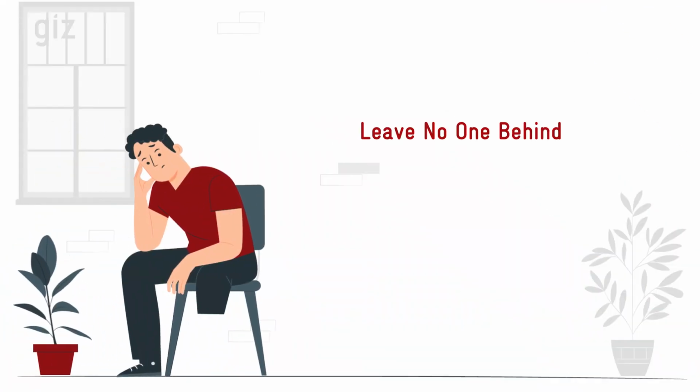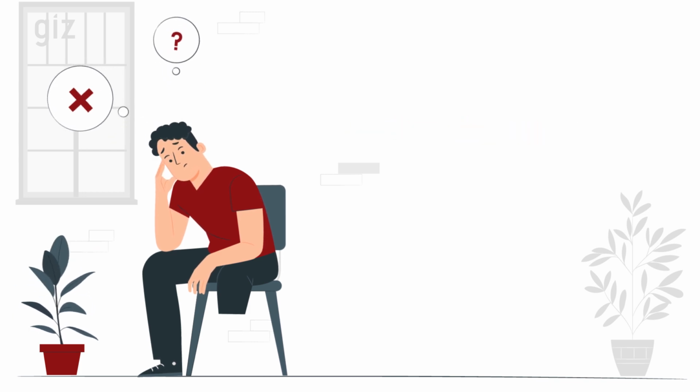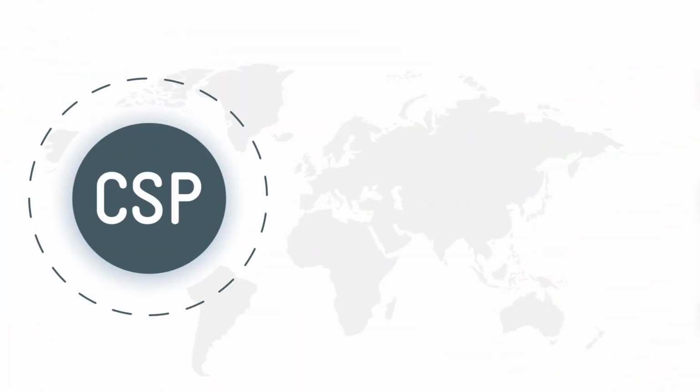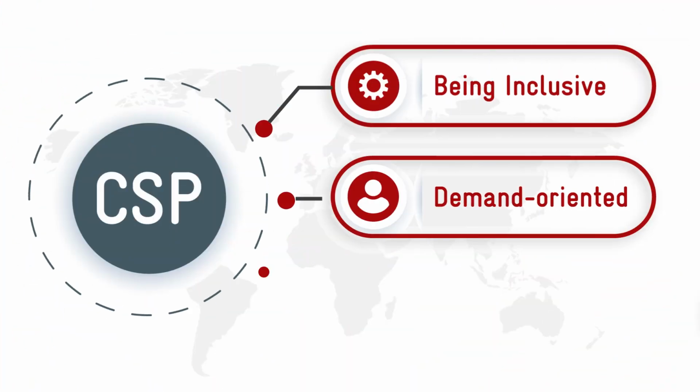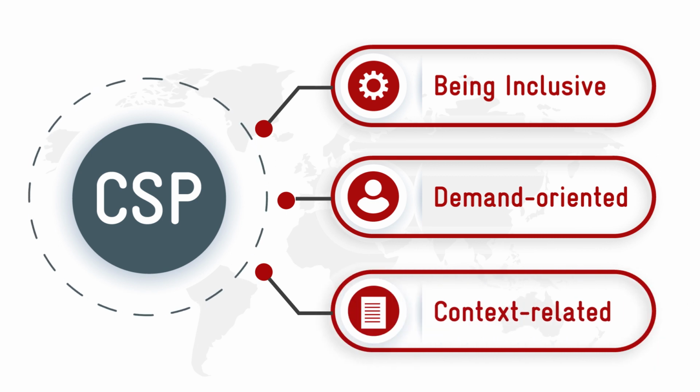It stands for Leave No One Behind, and it's a cross-cutting topic within the program, reaching out to marginalized groups, people, and areas. Indeed, being inclusive, demand-oriented, and context-related are core values of the civil society program's approach.